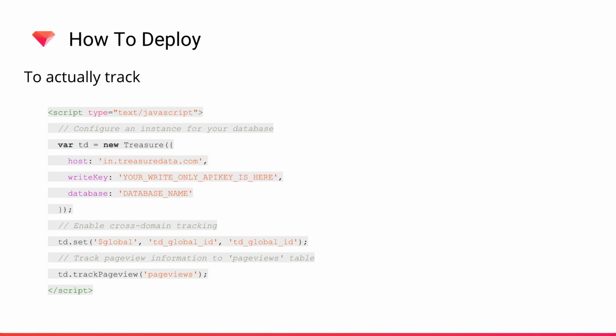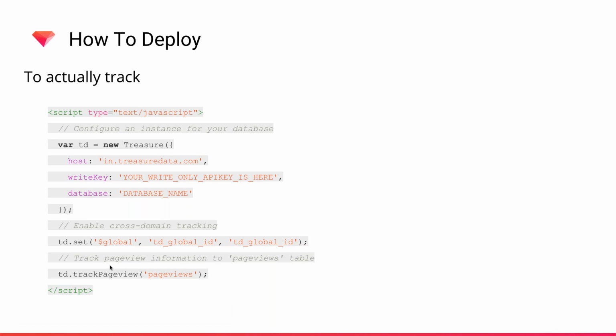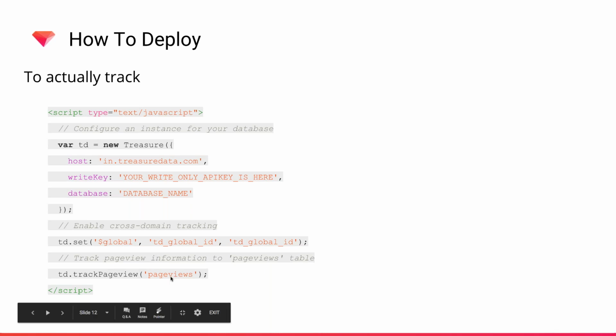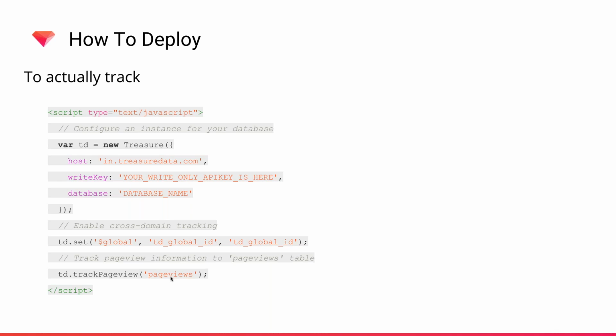To track a page view is very simple in JavaScript. And we're going to go through an actual coding exercise here in a second. But you basically create your Treasure Data object, and then you set a couple of variables, and then you just call TD track page view. And what that does is it sends page view data to the database called page views. And one of my favorite features of Treasure Data is that if there is no database called page views, Treasure Data makes it for you on the fly.